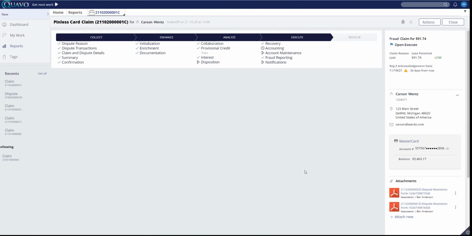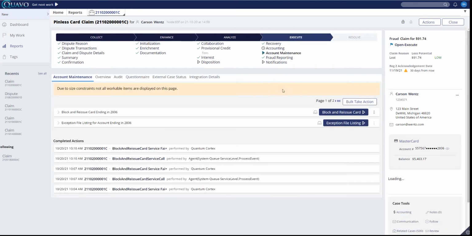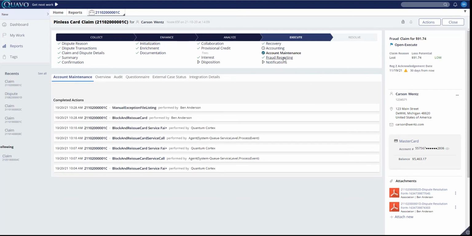The next step in the case is account maintenance. This step is used to track automated calls between QFD and the system of record for any updates that we are making to the account overall. This is where you would see the call to block and reissue the card was completed on a fraud case, as well as any interaction notes that we are moving between QFD and the system of record.